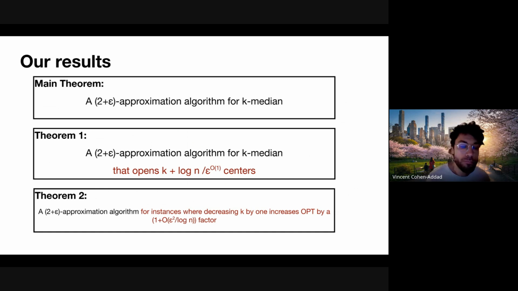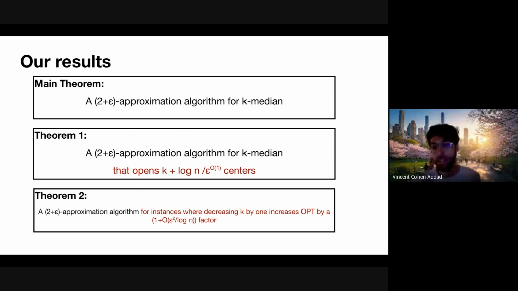Our result is divided into 2 parts. The first part is a 2 approximation for k-median, but that opens more than k centers. It actually opens k plus log n over some poly epsilon centers. And we have a second theorem that says that, if you have an instance where decreasing k by 1 increases the cost by a little amount, then we can show a 2 plus epsilon as well. So these are 2 complementary algorithms.